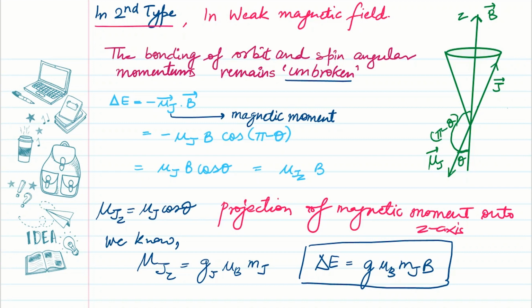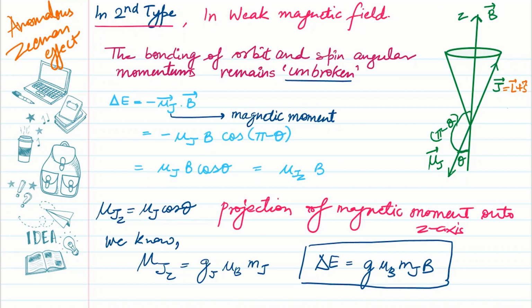In the second type, we have anomalous Zeeman effect, which is observed in the presence of weak magnetic field. Here the bonding of orbit and spin angular momenta remain unbroken. That's why we are taking the J, which is the total angular momentum, L plus S. Here the bond between L and S is not broken. So we can write this μ_J·B, where μ_J is the magnetic moment and this is the magnetic field. There is an interaction which is creating this splitting.